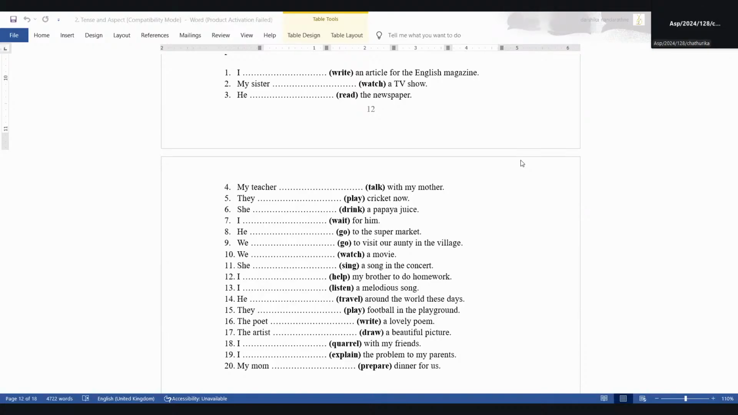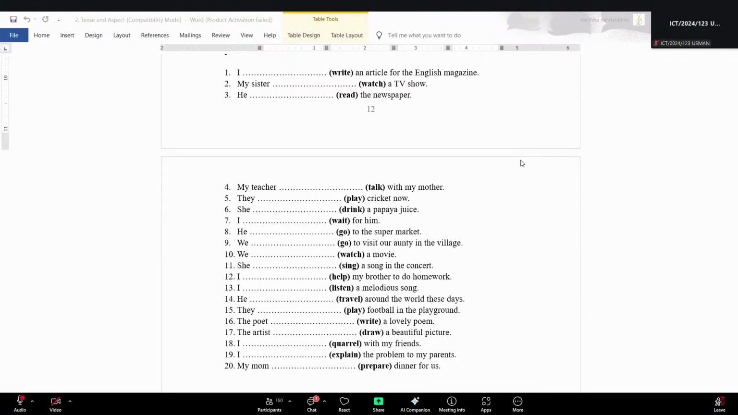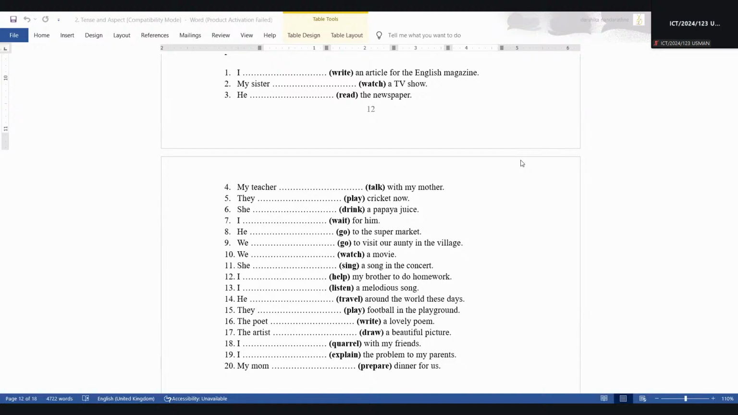He is reading the newspaper. My teacher is talking with my mother. They are playing cricket now. She is drinking a papaya juice.